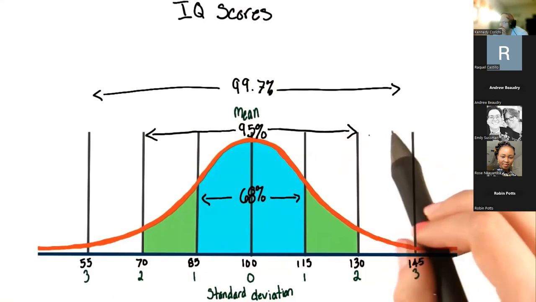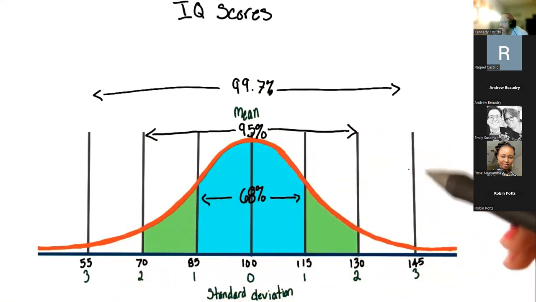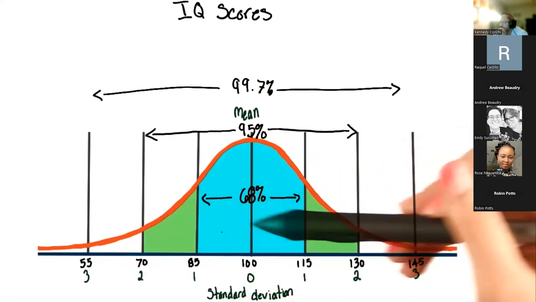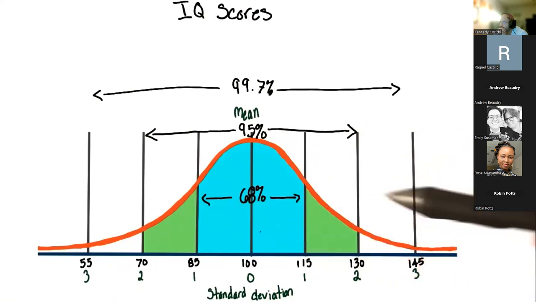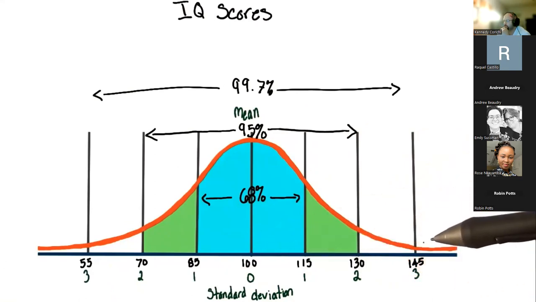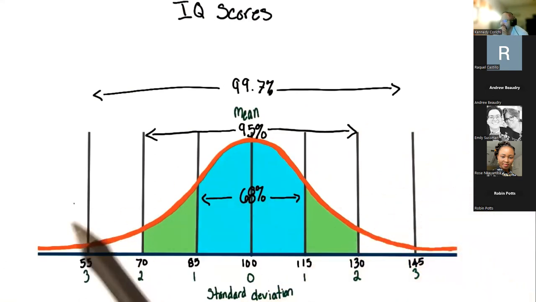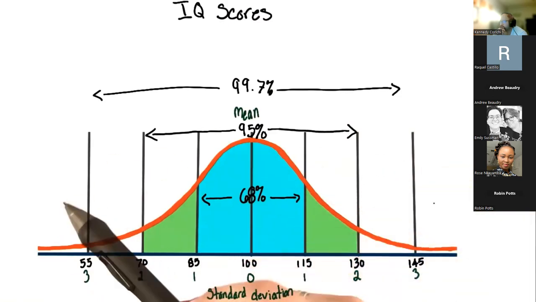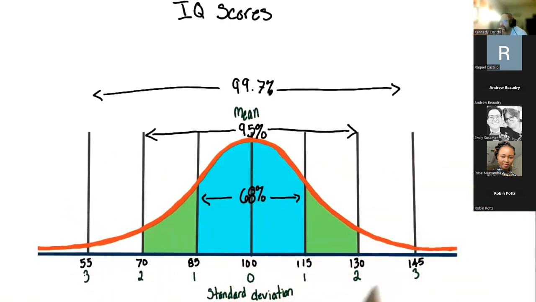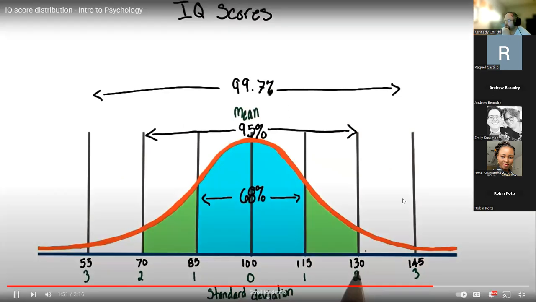As you can see, with 99.7% of the population scoring within 3 standard deviations in either direction of the mean, that doesn't leave a lot of room for people to score above 145 or below 55. It's only about 15 out of 1,000 people who score higher or lower than these two extremes. We also did an example like this in lesson 2, the research methods lesson. You should go back and check it out.